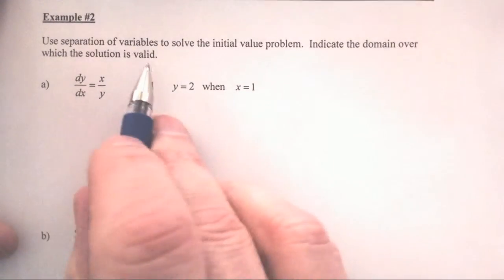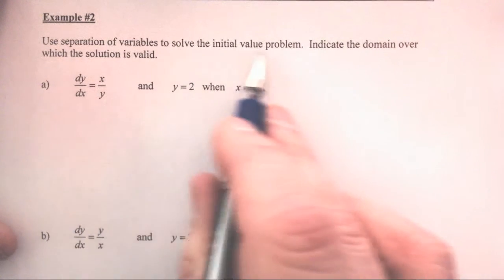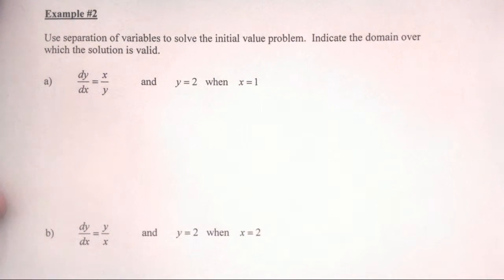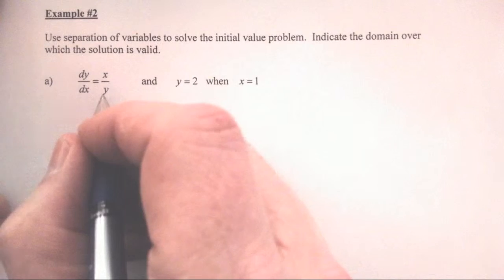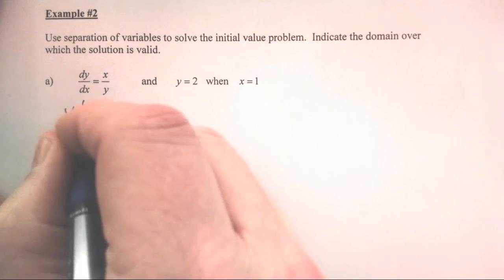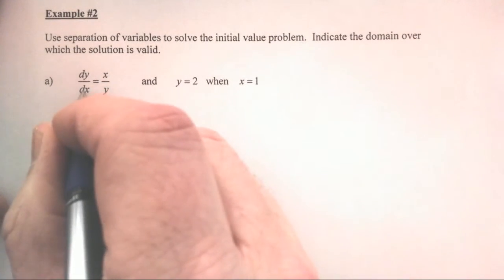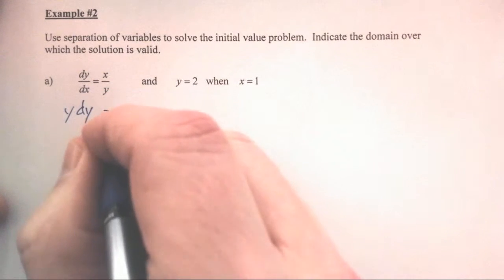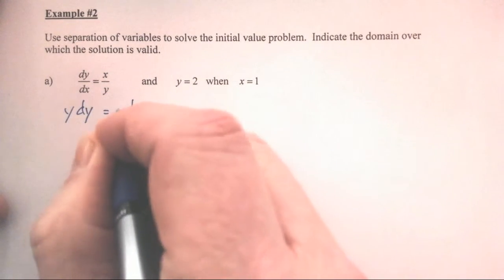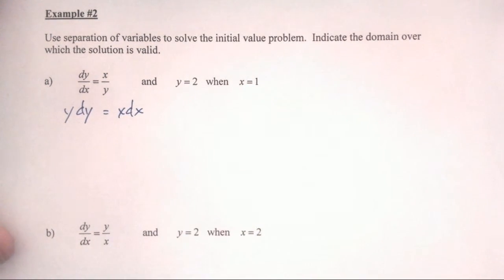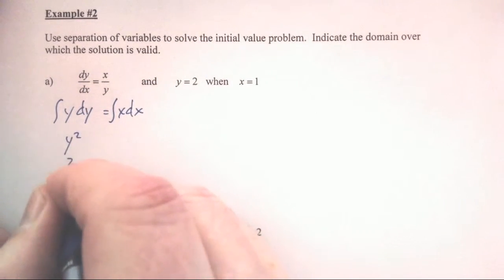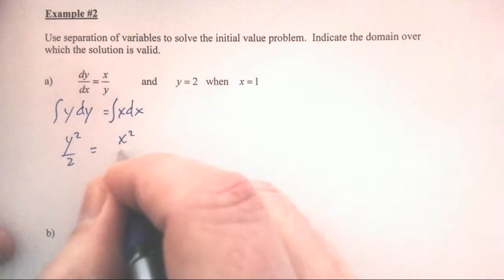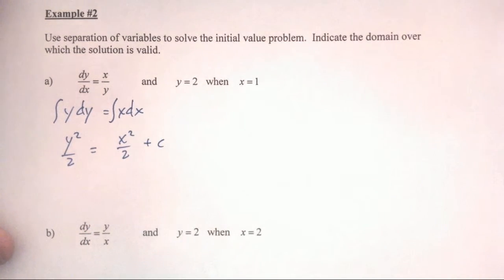Okay, use separation of variables to solve the initial value problem. It's what we just did on the previous page. I want to get my y's together. Multiply both sides by y. I want to get my x's together. Multiply both sides by dx. I want to solve for y. Well, I'm going to have to integrate to get rid of that dy, and I get y squared on 2 equals x squared on 2 plus c.